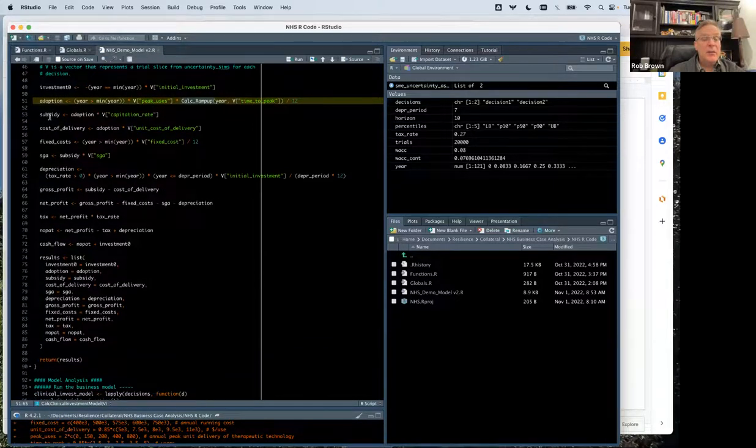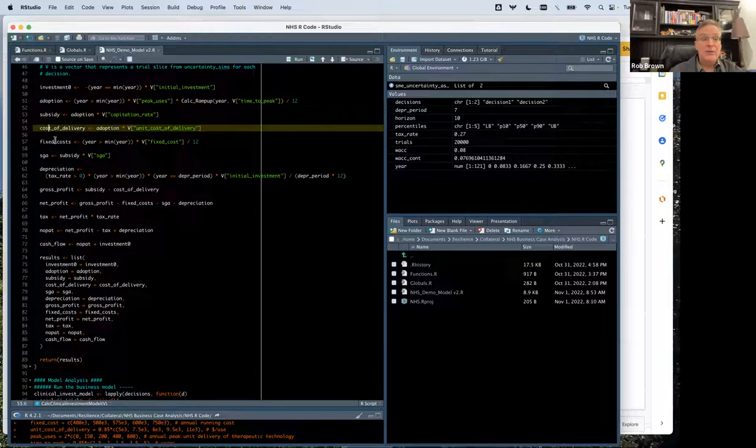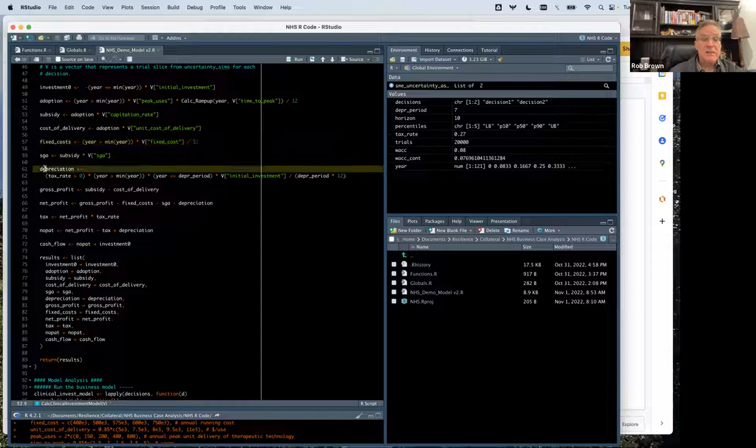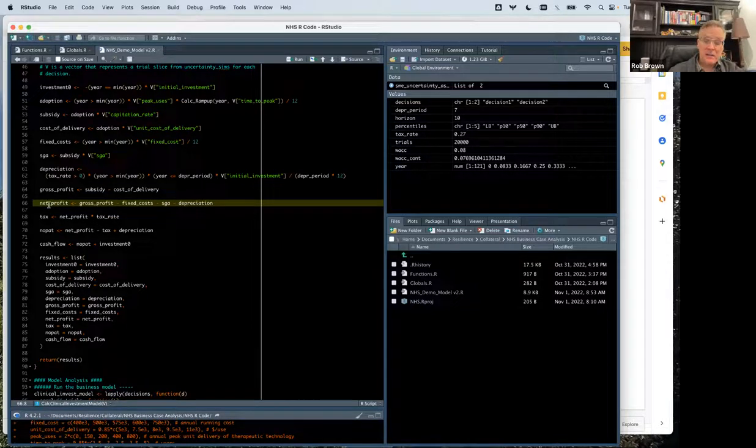And then of course the subsidy calculates the benefit that I receive for use of the technology, the cost of delivery, the fixed cost, the SG&A, the depreciation, ultimately the gross profit, which is the subsidy minus that cost of delivery, and my net profit, which is gross profit less fixed costs, less general and admin, less depreciation. And this gives me the profit consideration that then allows me to calculate my tax burden.